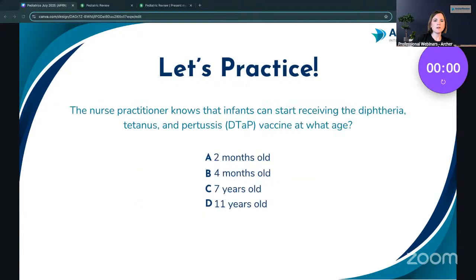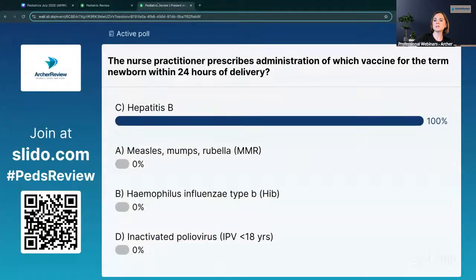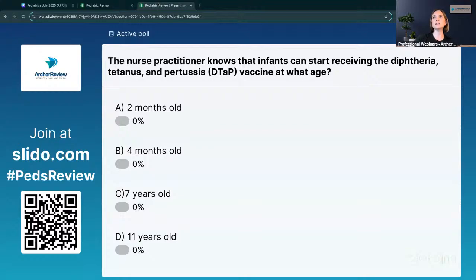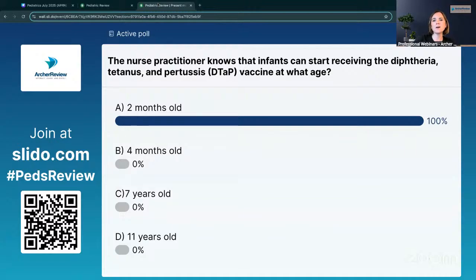All right, we've got another practice question. The NP knows that infants can start receiving the diphtheria, tetanus, and pertussis or DTaP vaccine at what age? Nice slide up here. All right, so when can they get DTaP? Do you guys remember? Awesome. 2 months. Any other thoughts?